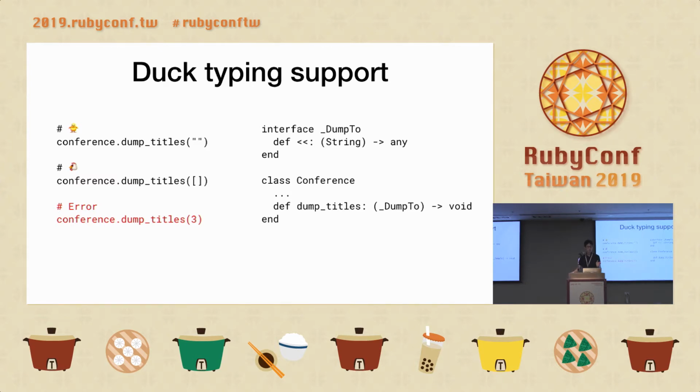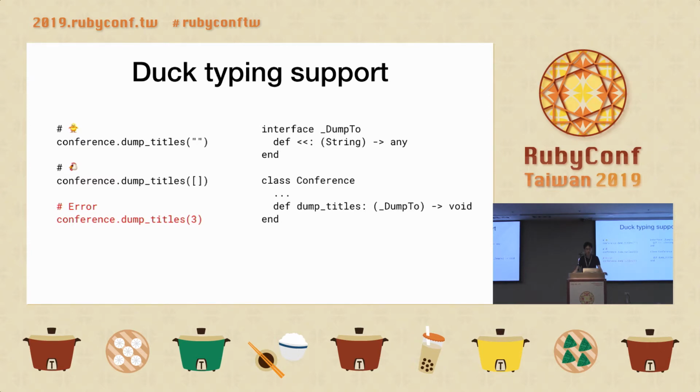And there is the common ancestor of the string and array classes. It is Object, and it doesn't have the left arrow operator. So this is what we call duck typing.